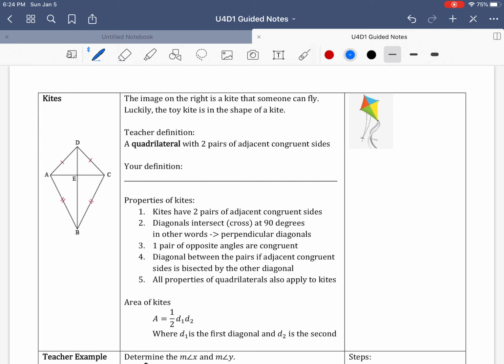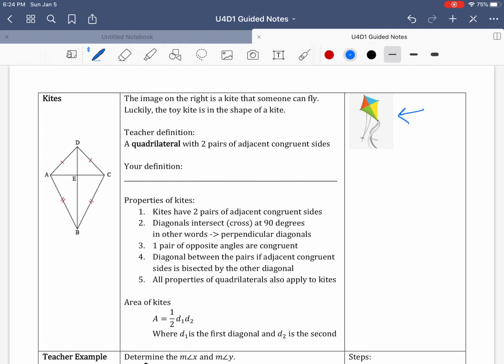All right, now I want you to think about a kite. Now if you look on the right here, we have an image of a kite that maybe when you were little you used to fly, maybe not. Now this toy kite is in the shape of a kite. The shape of a kite that we mention in geometry has very particular properties.